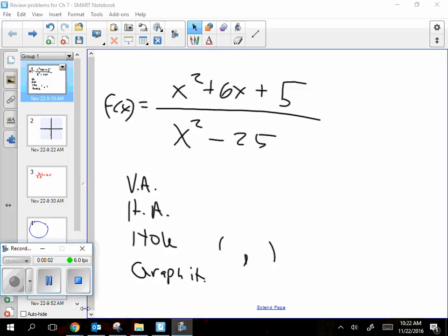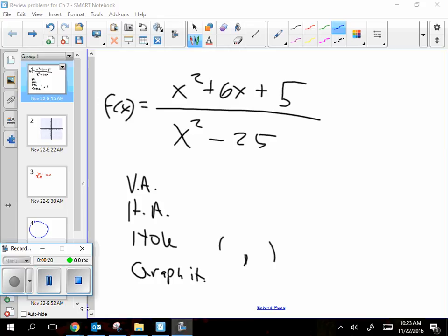Okay, today we're doing a few review problems for Chapter 7. And the Chapter 7 test is tomorrow, by the way. So this is just a simple skill. You just got to know how to graph these things. These are rational functions. And the rational part means it's a fraction function.